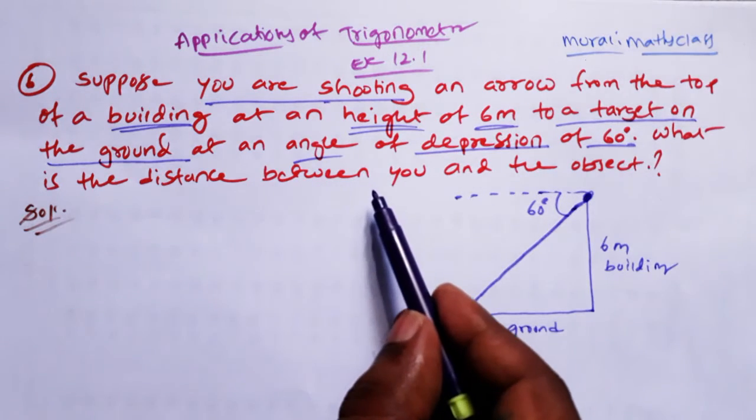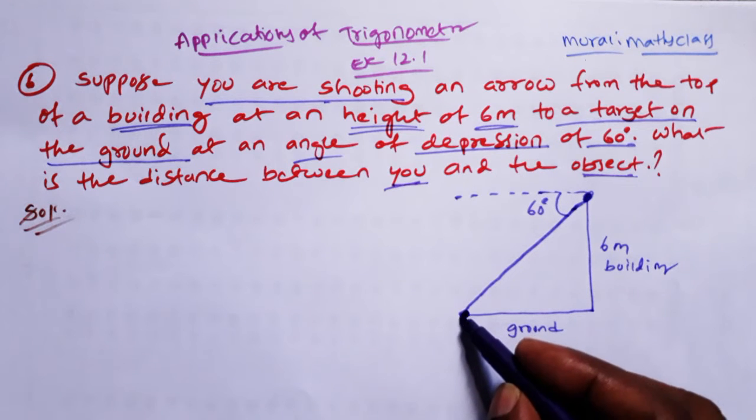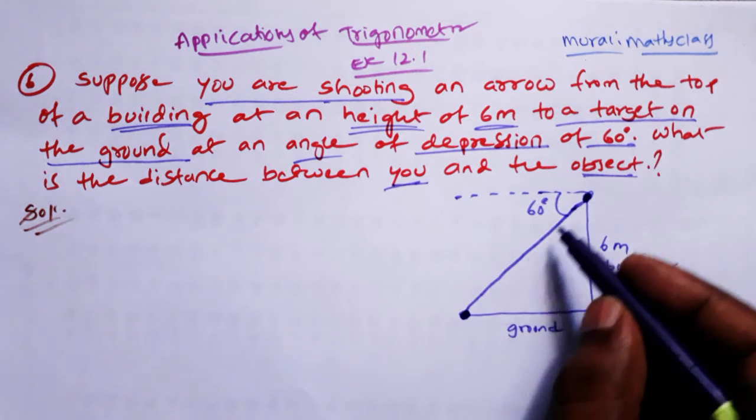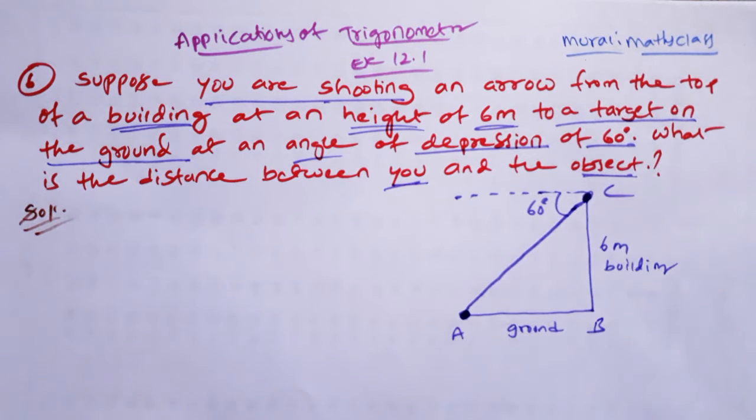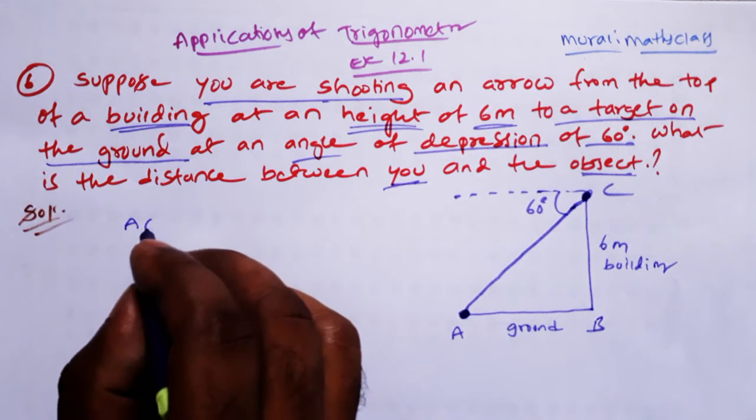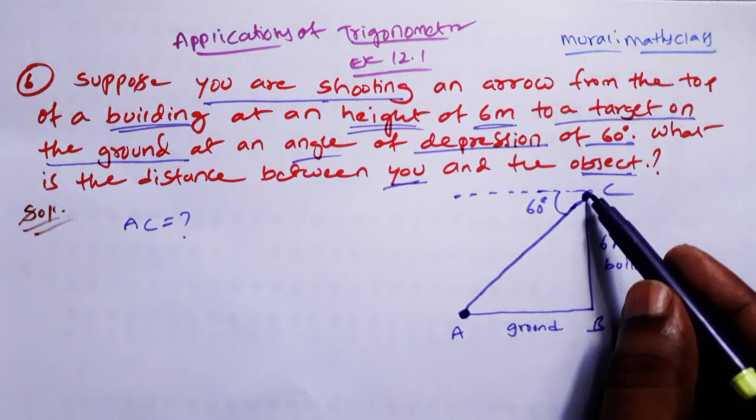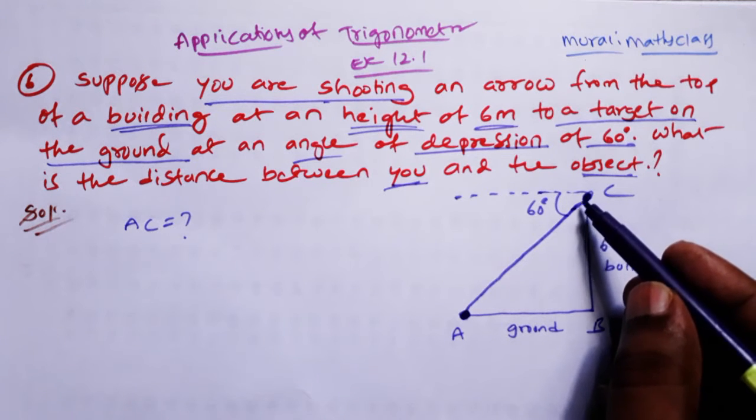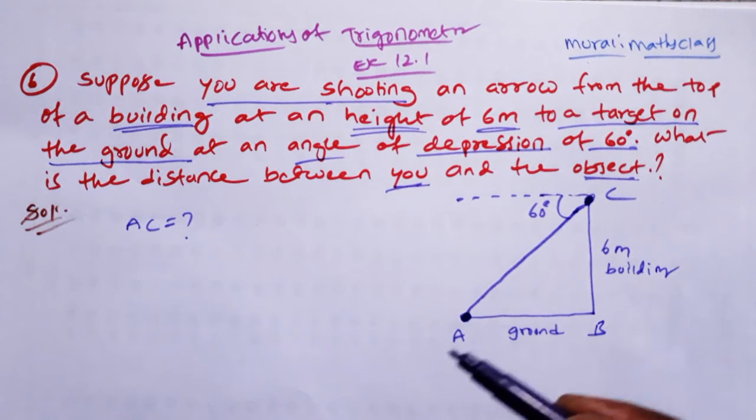What is the distance between you and the object? So here target is there. You are standing here, top of the building. This distance is asked. Okay, let us give the names A, B, C. So now we need to find AC. That is nothing but the distance between you and the object. Distance between you standing here and the object you are shooting. So this distance is asked. Okay, nothing but AC we need to find.